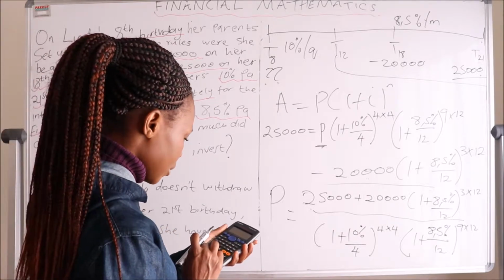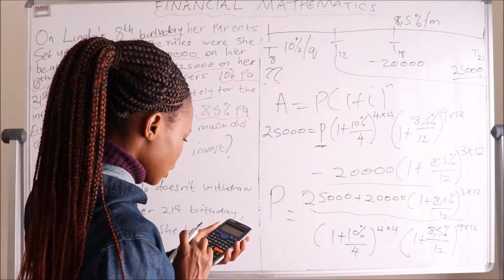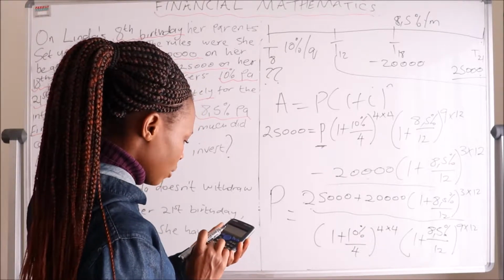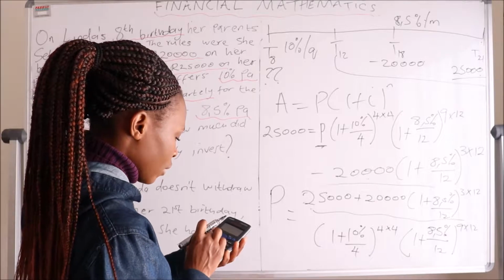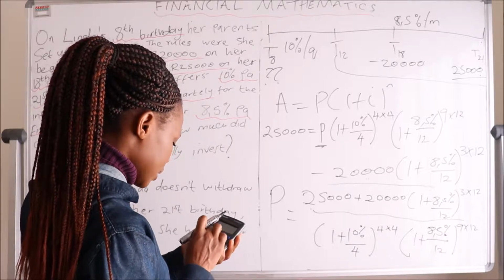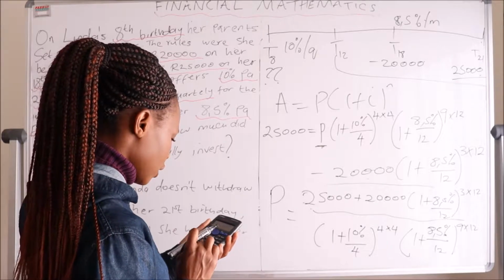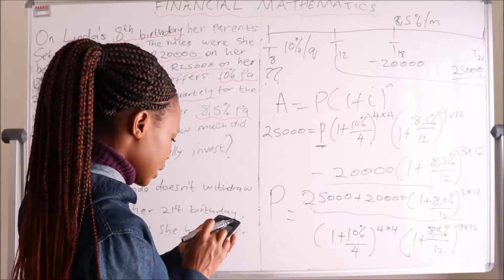Alright, sorry for the mistake that I made. So it's 25,000 plus 20,000 into 1 plus 8.5%, forgot the percent, divided by 12 to the exponent of 3 multiplied by 12, which is 36.